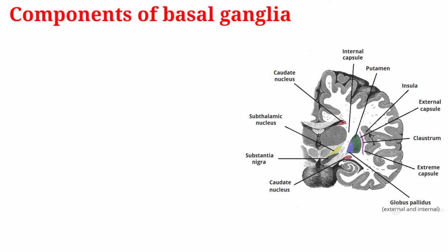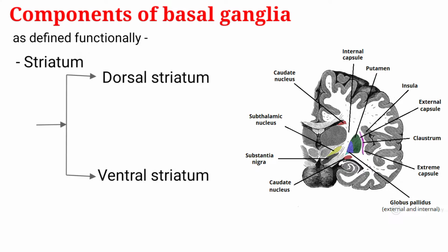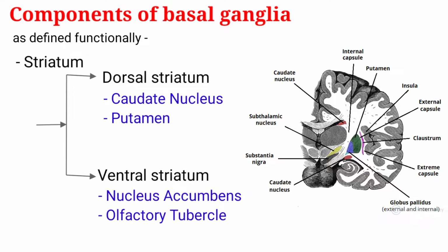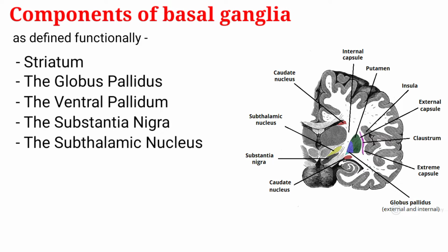The main components of the basal ganglia, as defined functionally, are the striatum, consisting of both the dorsal striatum and ventral striatum. The dorsal striatum contains caudate nucleus and putamen, and the ventral striatum contains nucleus accumbens and olfactory tubercle. Other components of basal ganglia include the globus pallidus, the ventral pallidum, the substantia nigra, and the subthalamic nucleus.